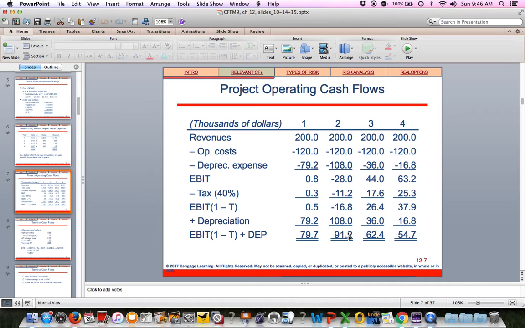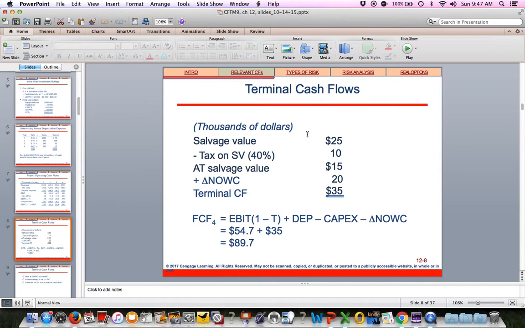Now we're not quite done yet, but that's the initial cash flow based on just my operations of selling 200,000 units of this product. The next thing is to compute what the terminal cash flow is, the cash flow in year 4. Remember that in year 4 the project will be done, and we expect to be able to sell this equipment used for $25,000.